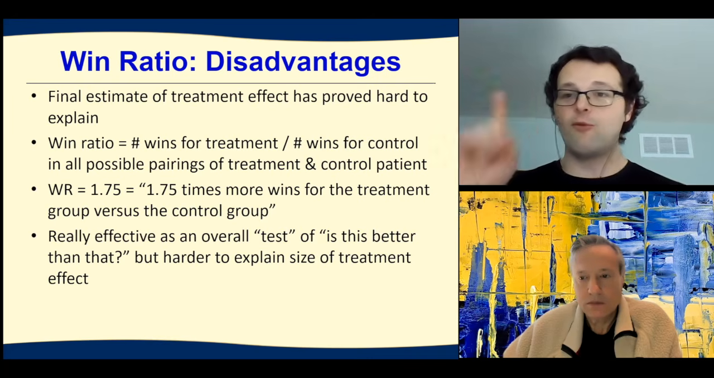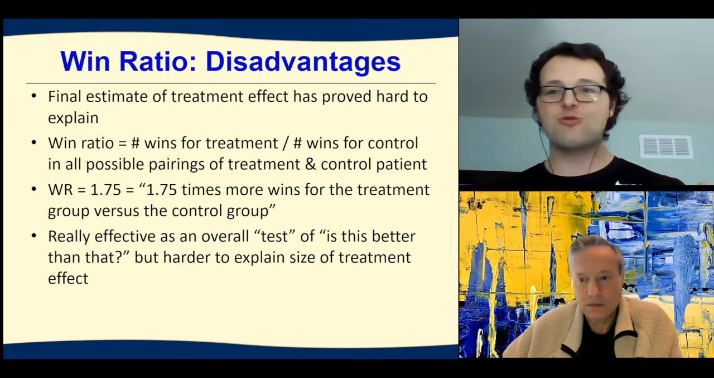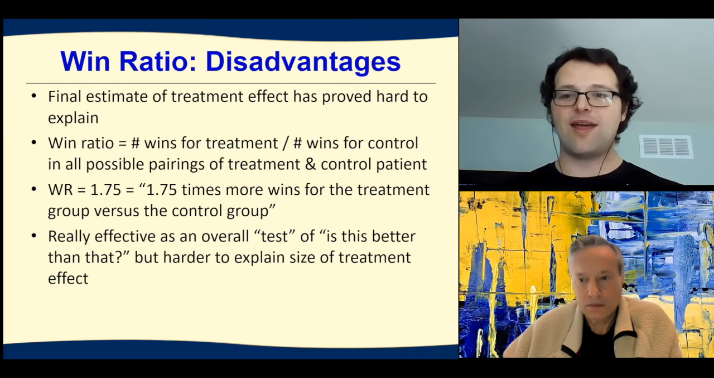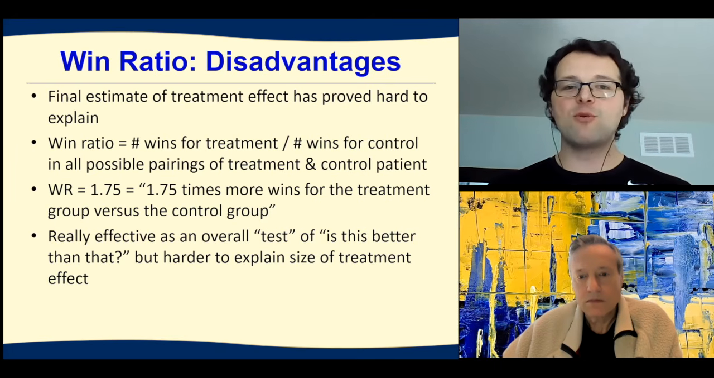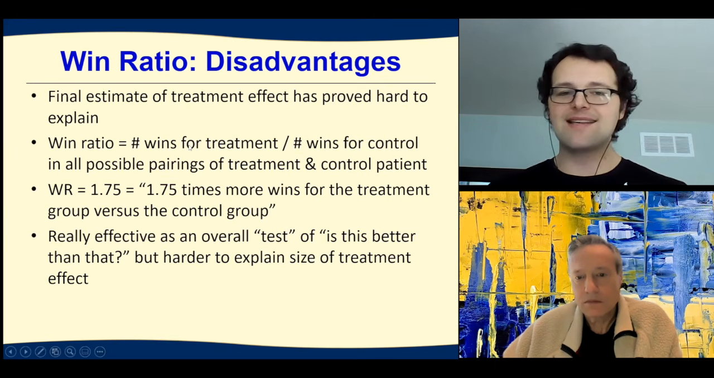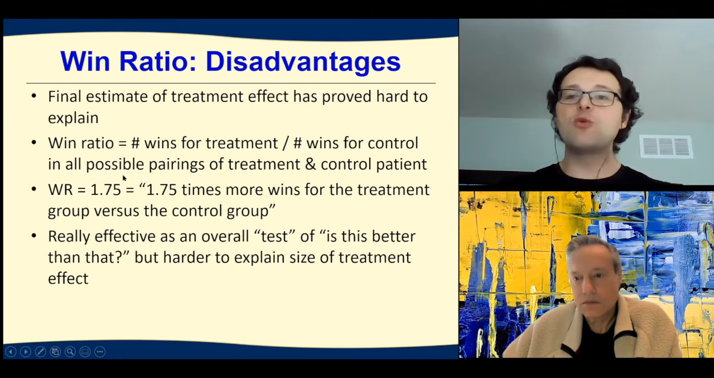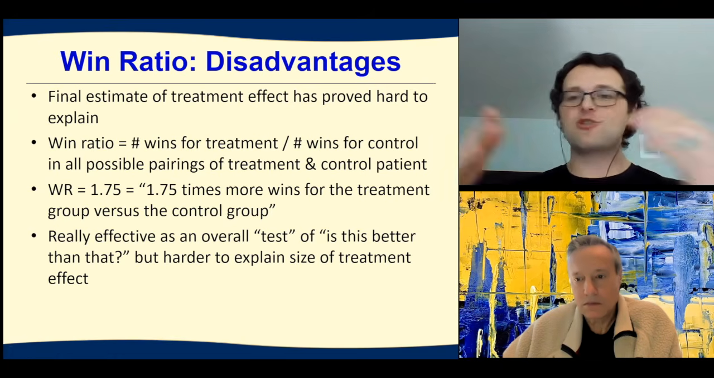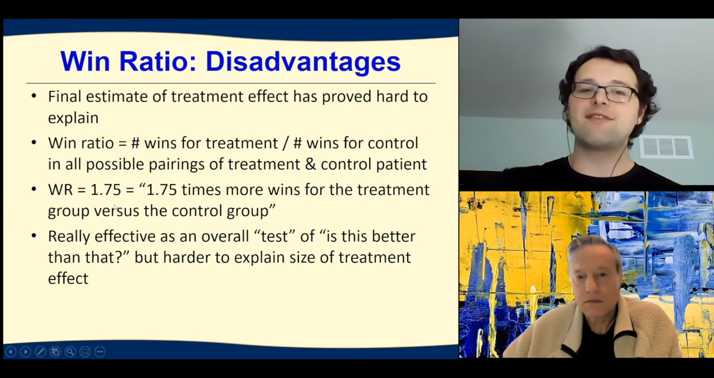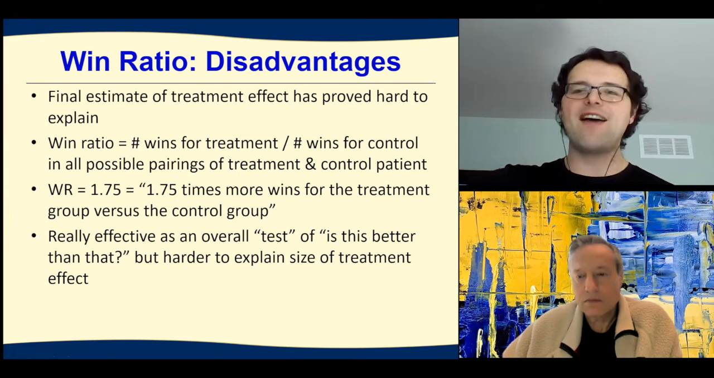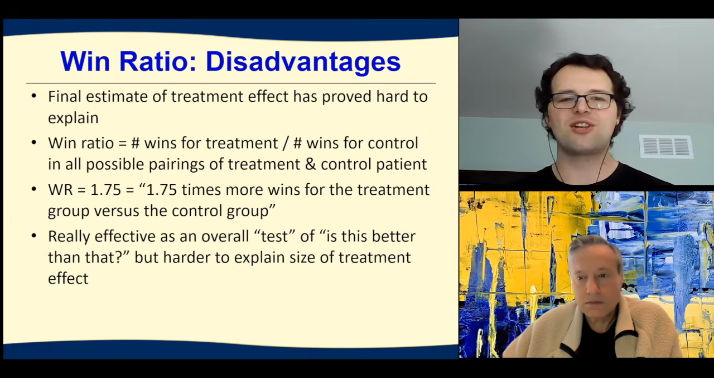So a win ratio of 1 means that the treatment and the control group had exactly the same number of wins. A win ratio above 1 means that the treatment group had more wins. Obviously, a win ratio of 2 would mean that there were twice as many wins for the treatment group as the control group. Or in my little example here, 1.75. Okay, so there's 1.75 times the number of wins for the treatment group as the control group.